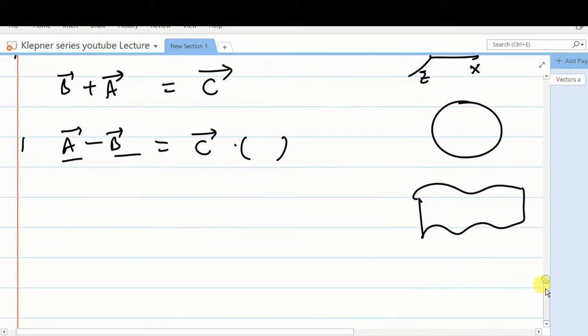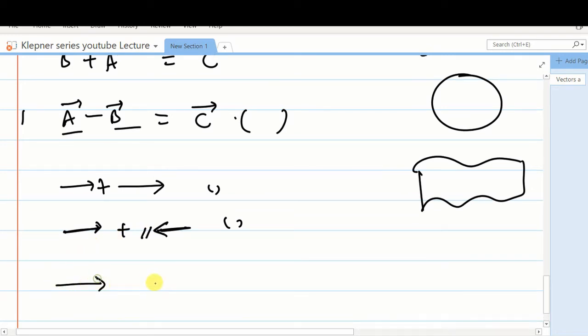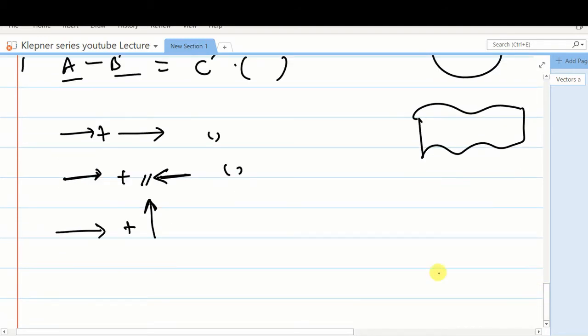Now you can add two vectors when they are parallel. Two vectors can be added if they are parallel, or if they are anti-parallel. So one vector is this side, one vector is this side, then they can be added or subtracted. These guys are actually subtracting. But you cannot add these two vectors, where one vector is this way and another vector is this way. This cannot be added here.